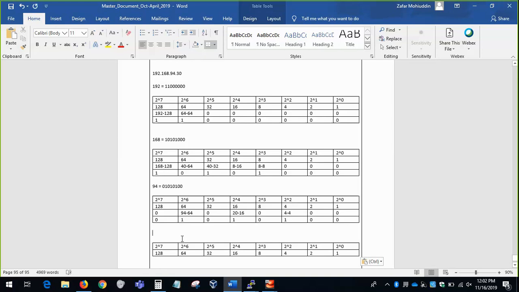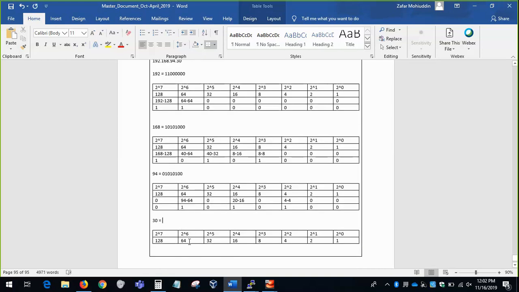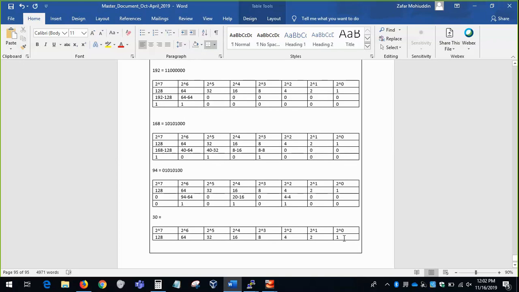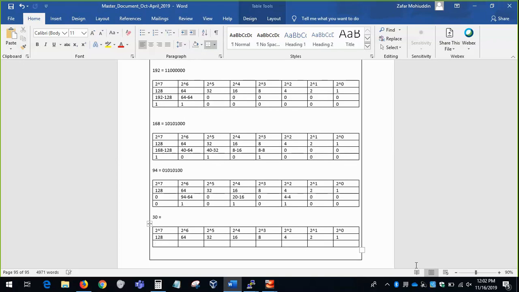Okay, and then the last object is 30. So what is 30 in reality here? So let's take a look here. So obviously this is going to be 0, 0. Okay, 0. So I'm going to do 30.